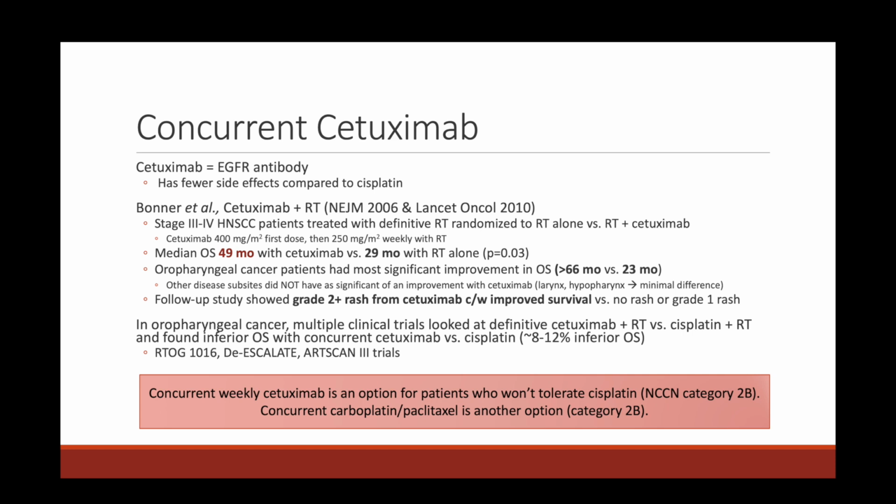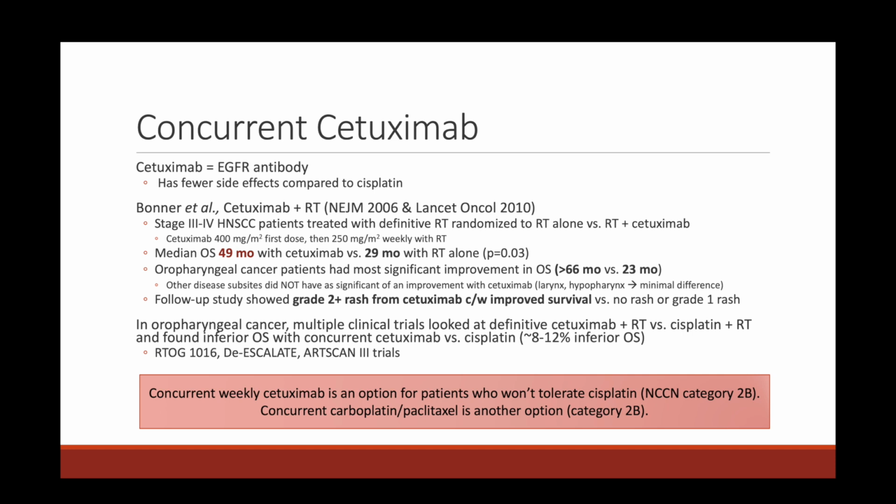Interestingly, there was a later publication in 2010, and it actually showed that patients that had a grade 2 or higher rash from the cetuximab had improved survival compared to patients that had no rash or grade 1 rash. And I just think of that as the rash indicates that the cetuximab is working better. But that is kind of the background data for cetuximab, this trial from Bonner et al.